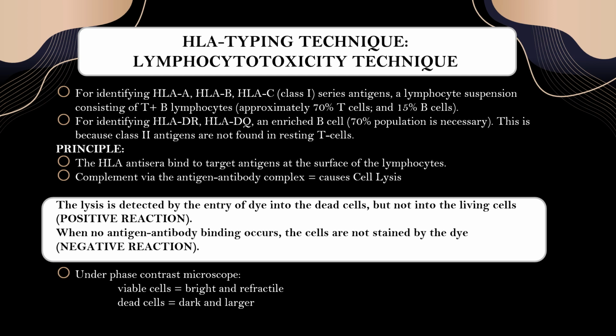importance. So for identifying HLA-A, HLA-B, HLA-C class 1 series antigens, a lymphocyte suspension consisting of T and B lymphocytes, approximately 70% T cells and 15% B cells. While in the case of HLA-DR and HLA-DQ, an enriched B cell population, which usually comprises 70%, is necessary. This is because class 2 antigens are not found in resting T cells.